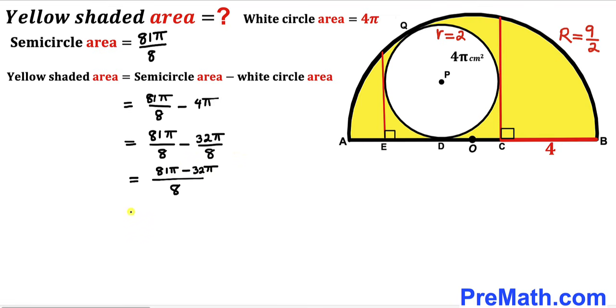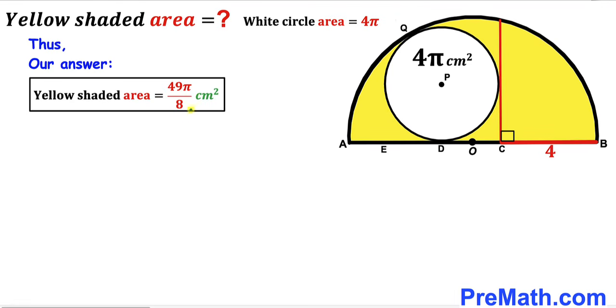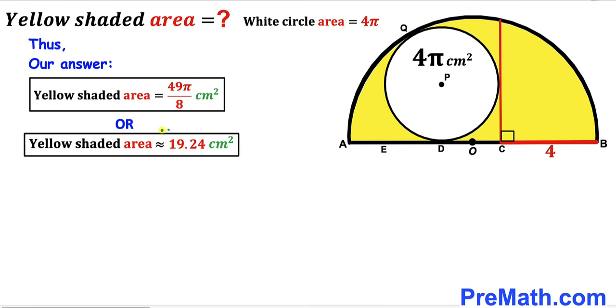So thus our yellow shaded area turns out to be 49 pi divided by 8 centimeter square. And that's going to be approximately equal to 19.24 centimeters square as well. And that's our final answer.